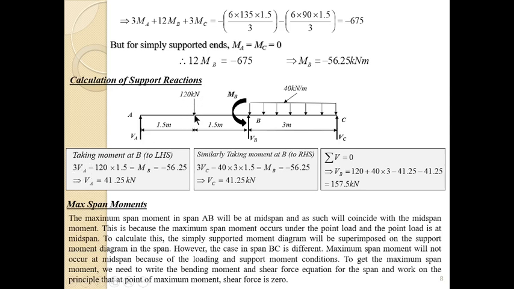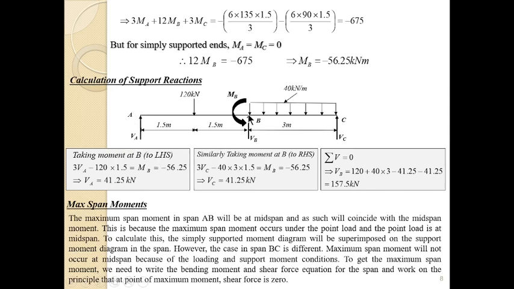The next force is this 120 kilonewton force, and it's going to produce an anti-clockwise moment. So that's why it is negative. What is the moment? Moment is this force multiplied by perpendicular distance. The perpendicular distance is 1.5. So that's why we have minus 120 times 1.5. And then we equate it to the bending moment that we know here, which is minus 56.25. So we now have this equation with only one unknown. If we solve for the unknown VA, it gives us 41.25. So we know the value of VA now.